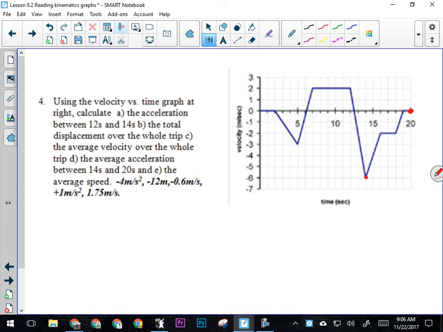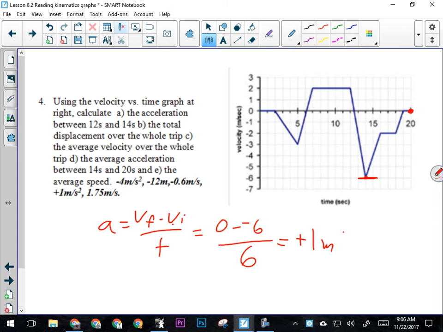That's not one solid line, is it? No, it's not. But can I still use this formula? Yeah, I still have a final velocity, which on this is 0. I still have an initial velocity, -6. And I know that between 14 and 20 seconds is 6 seconds. So I just go 0 minus -6 over 6, and I'm going to get positive 1 meter per second squared. Everybody follow there?